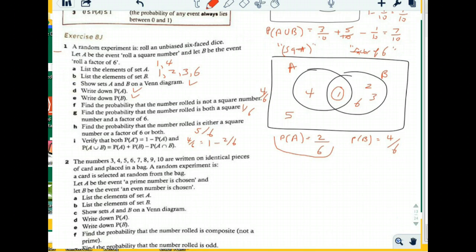So yeah, that works. What about this one? Probability of A union B, there are 1, 2, 3, 4, 5 elements there. 5/6 is equal to probability of A, which is 2/6, plus probability of B, which is 4/6. And then we subtract out the elements that are in both, which is 1/6.